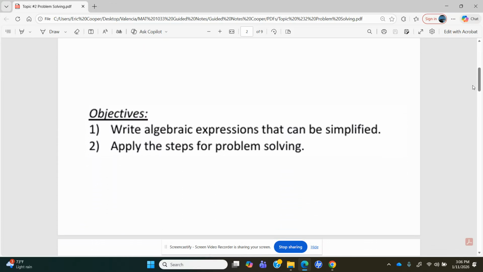Here are our objectives for today. We're going to go through and show you how to write algebraic expressions that could be simplified, and we're going to apply steps for problem solving.